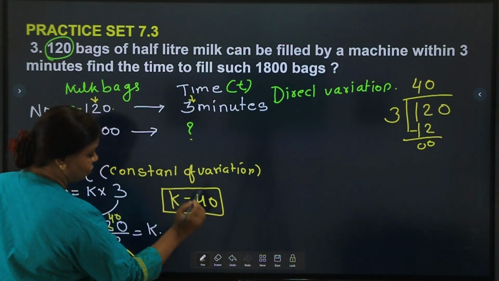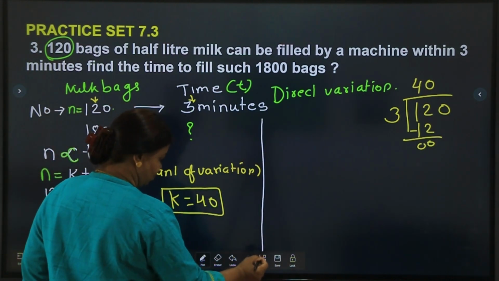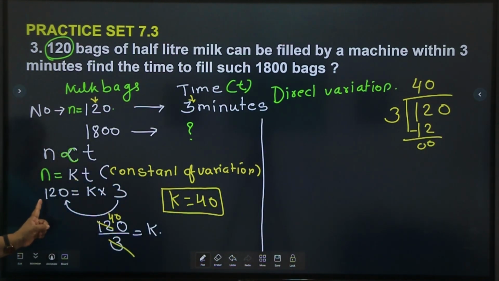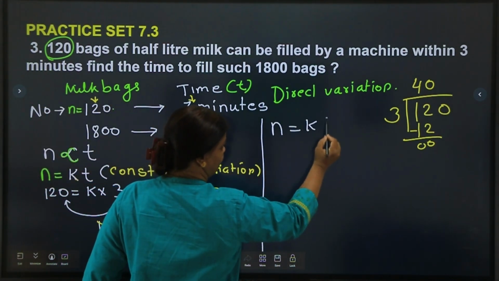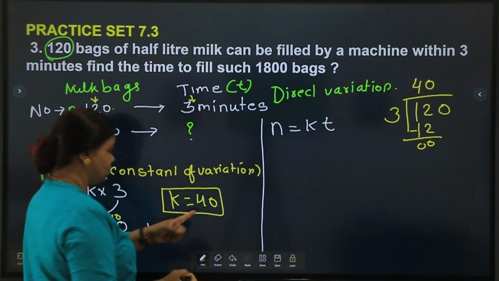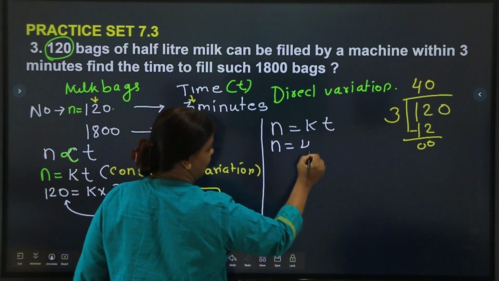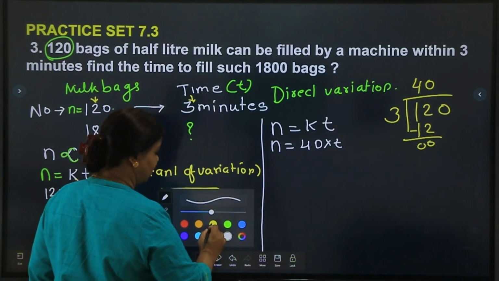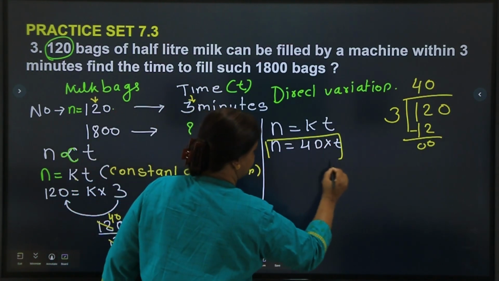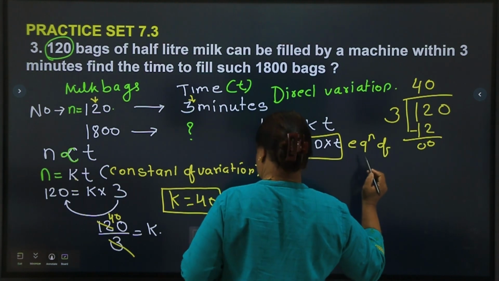Now write the equation of variation. So we have n is equal to kt, and we got k value as 40. So we can get the equation of variation as n is equal to 40 into t, and this is our equation of variation.